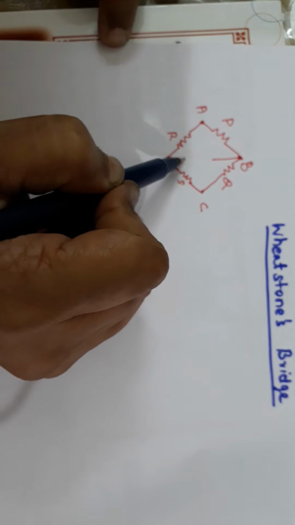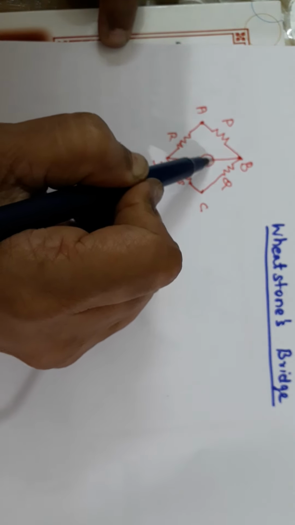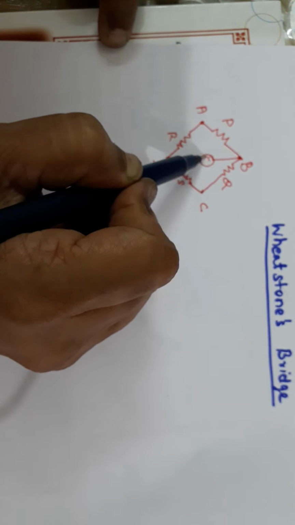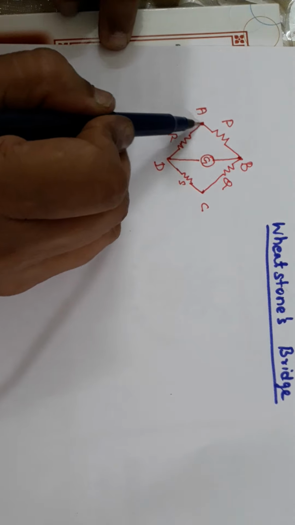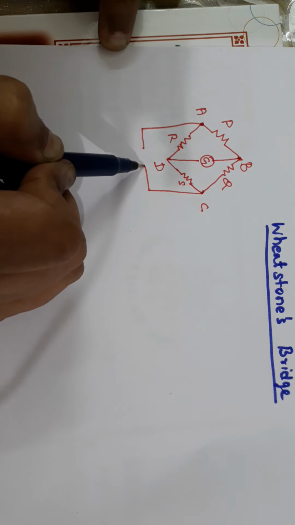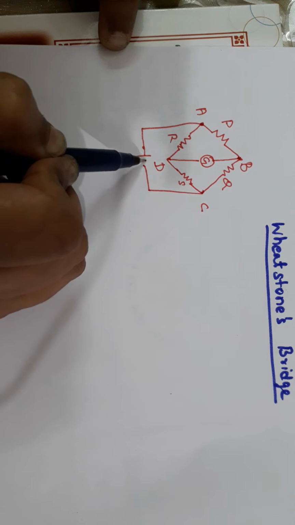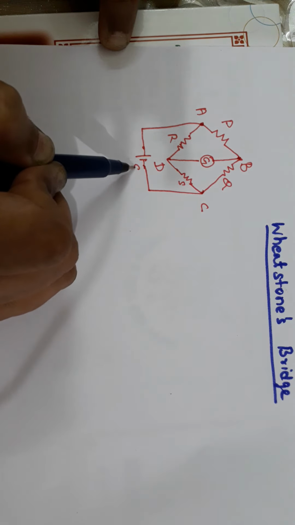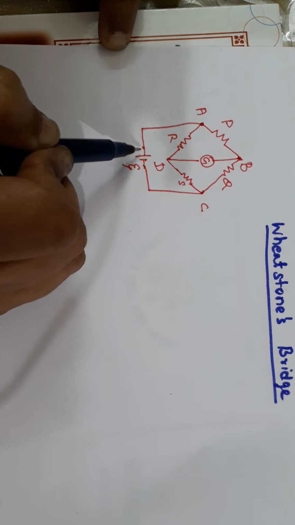Between B and D you can connect a galvanometer. G is the galvanometer and galvanometer resistance can be represented as G. Between the junction A and C you can connect a battery of EMF Xi. Okay, this is the battery.